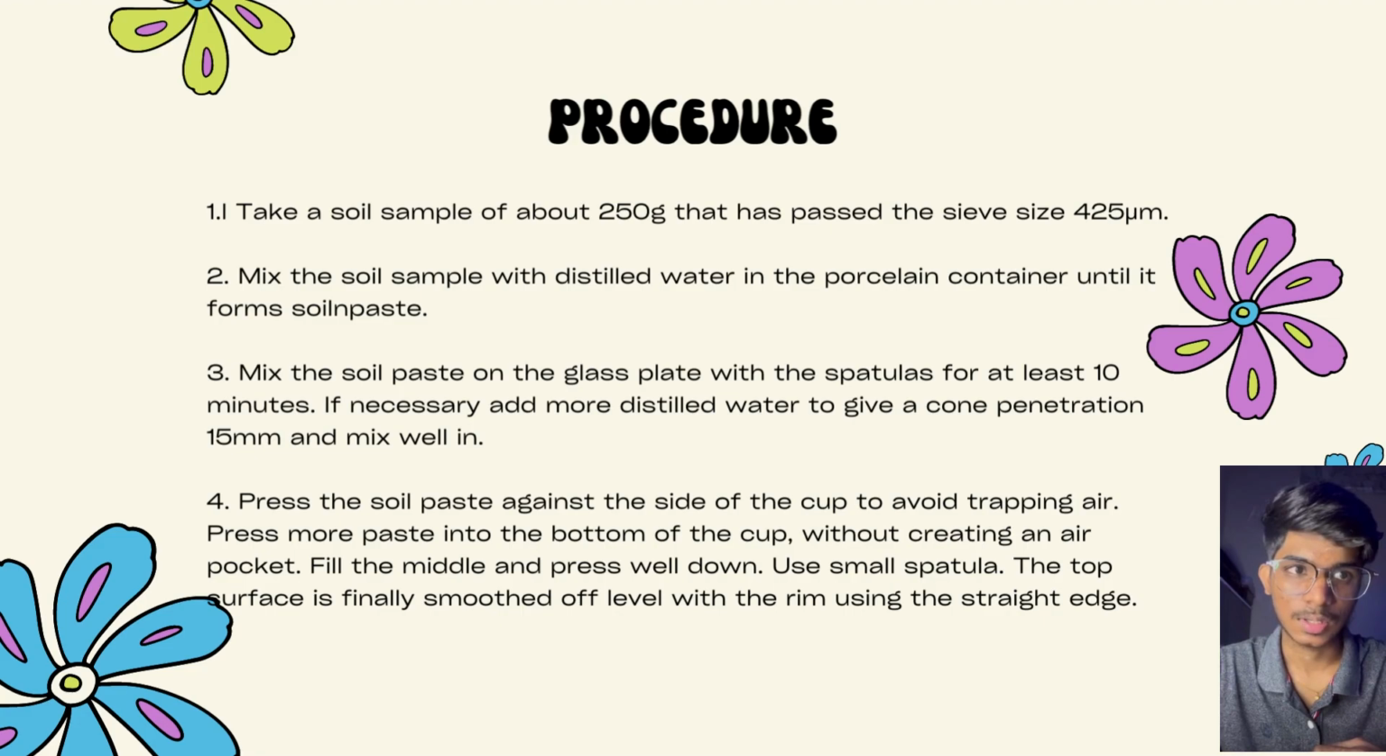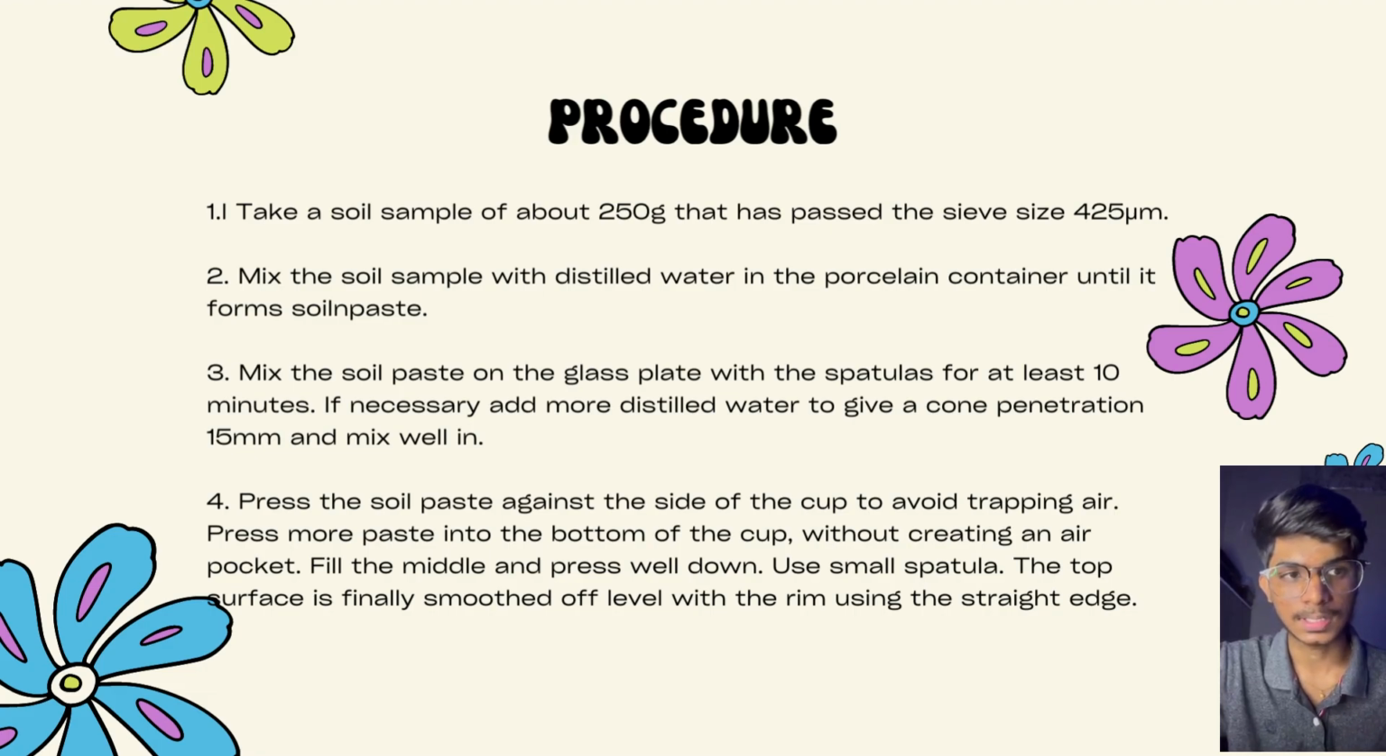Firstly, we should take a soil sample of about 250 grams that has passed through the sieve size of 425 micrometers. Mix the soil sample with distilled water in the porcelain container until it forms a soil paste. Mix the soil paste on the glass plate with the spatulas for at least 10 minutes if necessary. Add more distilled water to give a cone penetration of 15 mm, which means 15 millimeters, and mix well.